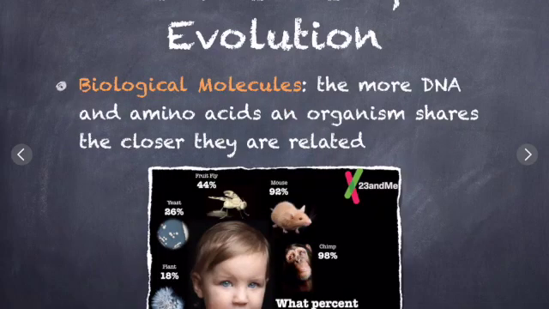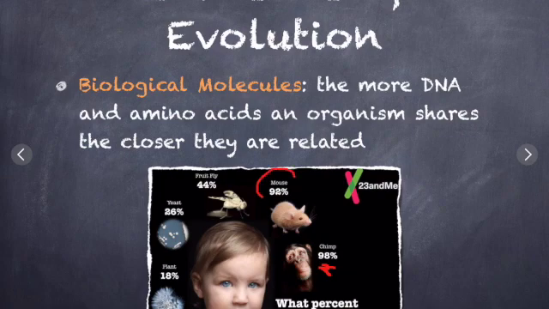Now, another one we have is biological molecules. So, in other words, the more DNA and the more amino acids an organism shares, the closer they are related. Now, I stole this from 23andMe. This is a website that kind of measures your chromosomes. So, humans and chimps share 98% of DNA. So, obviously, humans and chimps are very closely related.